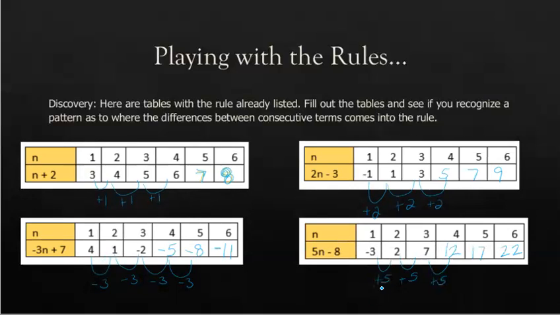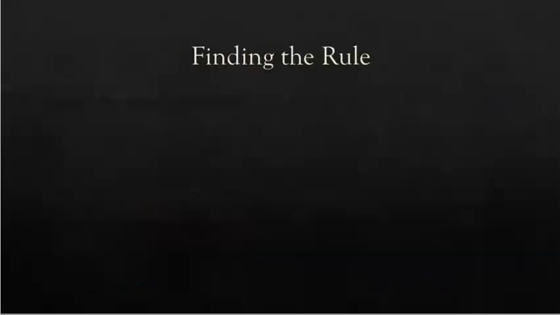and get 22. And my rule was 5n minus 8. Are you seeing where the constant difference comes in to the rule? Our plus 2 was the 2n. Our plus 1, there was a 1 in front of here, right? -3, -3. So how do we find the rule? So we now know that we were seeing that constant difference in front of our n.